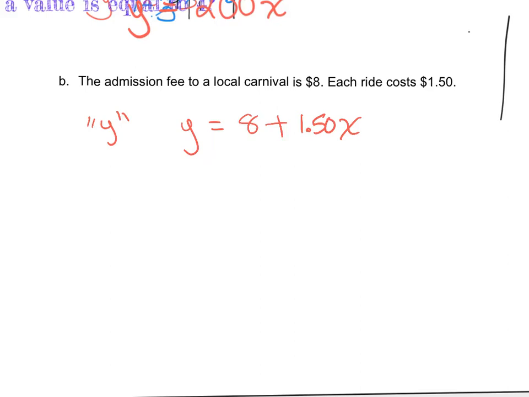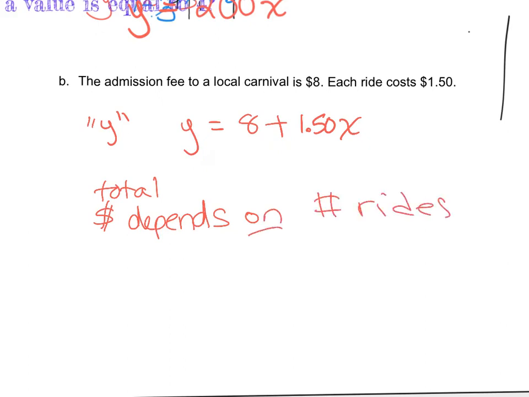Who is dependent and who is independent? Good. The money depends. The total amount of money is the dependent because it depends on how many rides. So the number of rides is the independent variable, and the total money is the dependent variable.